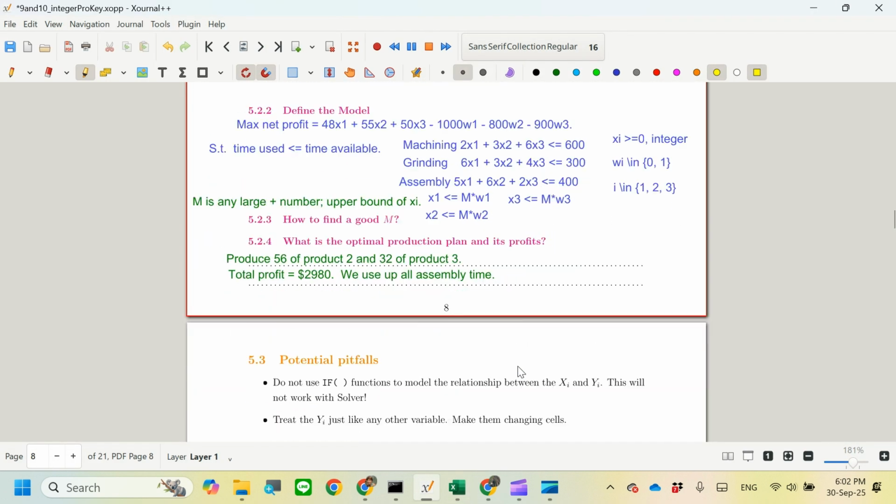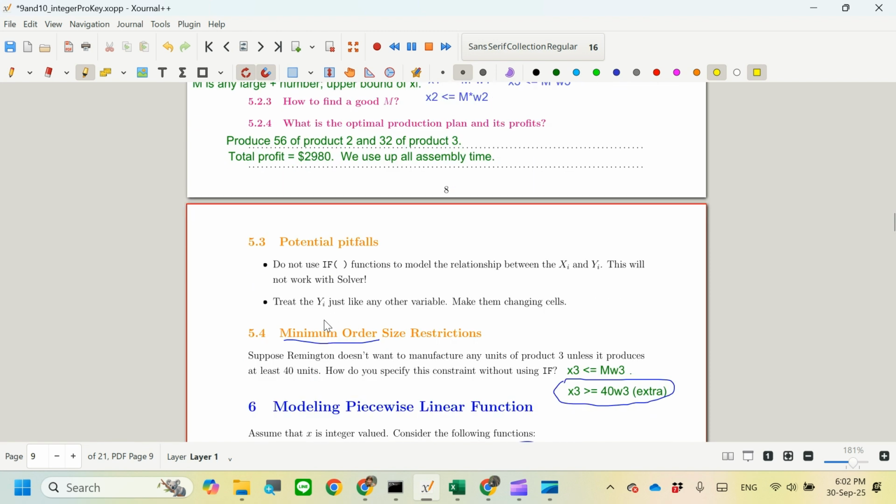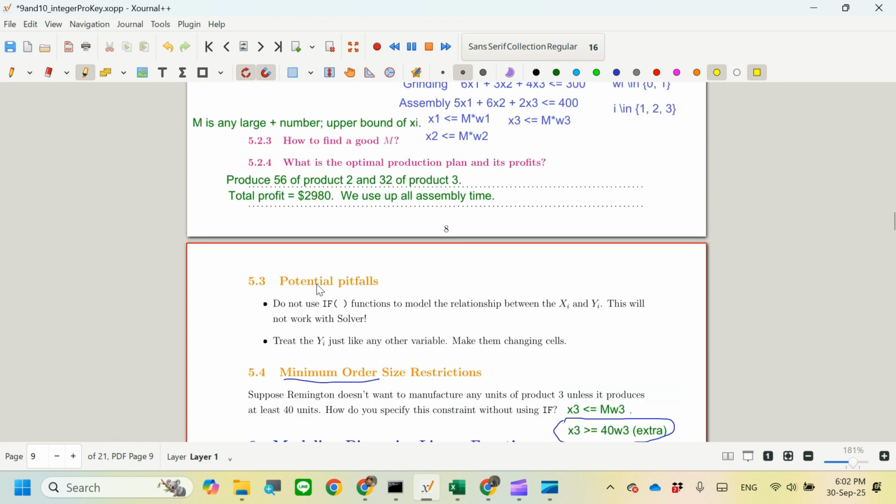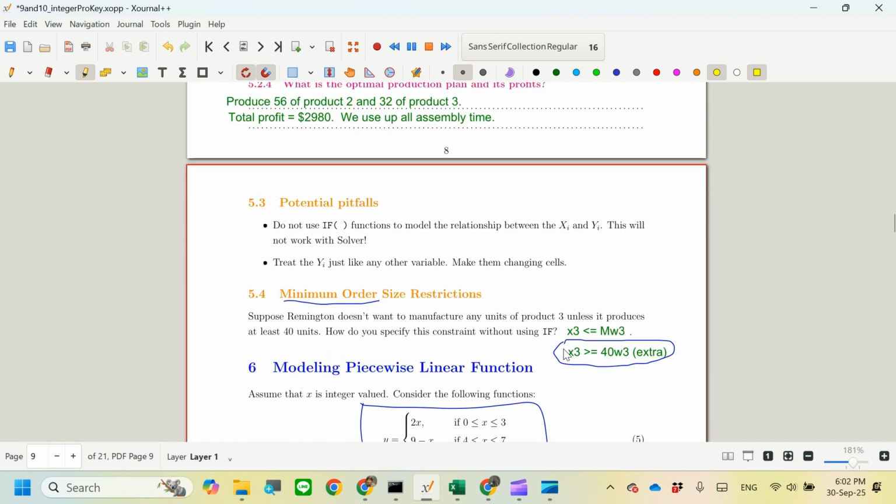So okay, just before we move on to the next topic, potential pitfalls is that do not use the Excel IF function to model the relationship between x's and binary decision variables, because this will not work with the solver. The IF function is nonlinear. And treat the binary decision variable just like any other variable. Make them changing cells. If you don't make them changing cells, you cannot say that they are binary.